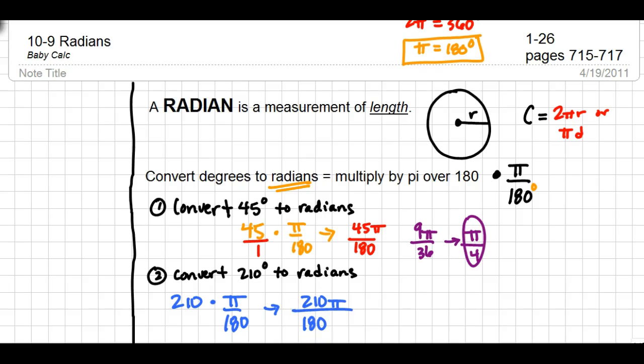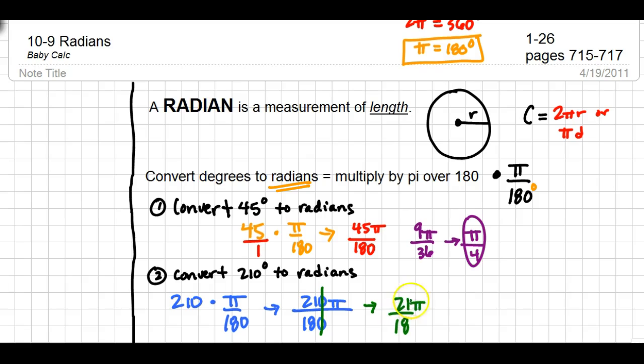Now again, a trick for you in terms of reducing. If both numbers end in a 0, that means 10 is a common factor of both. If you divide them both by 10, the zeros are going to cancel. So now we end up with 21 pi over 18.